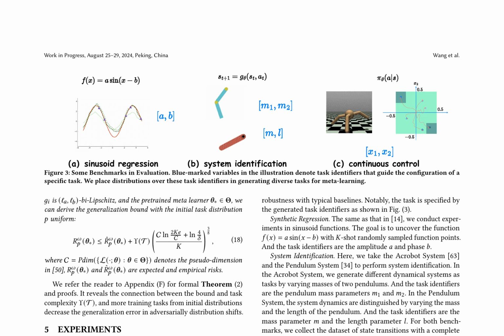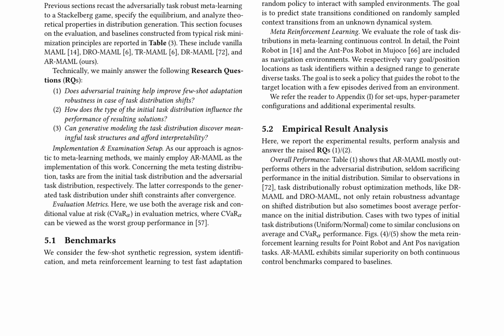The evaluation section of the research focuses on the performance of the proposed adversarial training method, ARMAML, in various benchmarks including few-shot synthetic regression, system identification, and meta-reinforcement learning. The goal is to assess the robustness of the model in adapting to task distribution shifts. The experiments utilize task identifiers from Figure 3 to generate diverse tasks. Results show that ARMAML outperforms other methods in the adversarial distribution, while maintaining performance in the initial distribution.